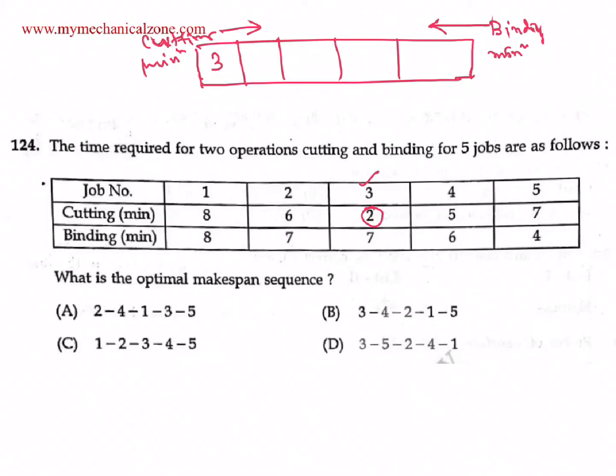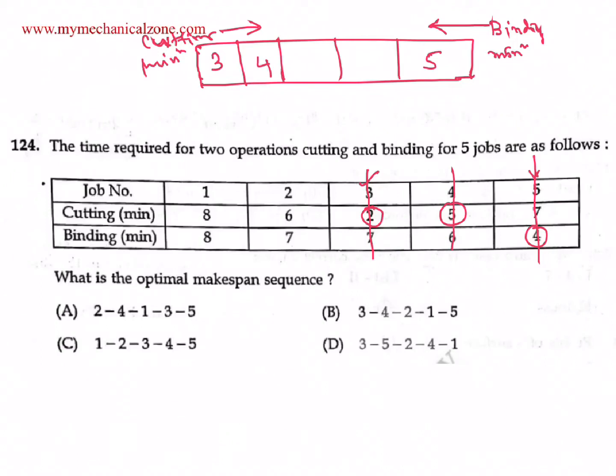Then next minimum is after 2. This one, this is binding. So this operation 5, job number 5 you put in binding side, because minimum you have to do. So next minimum is 2 and 5 over. Then next minimum is 5. It's in cutting side. Job number is 4. You put here in cutting side.